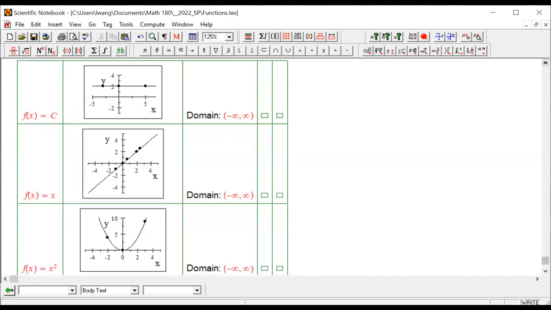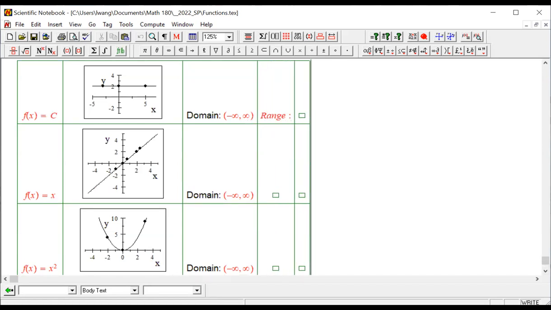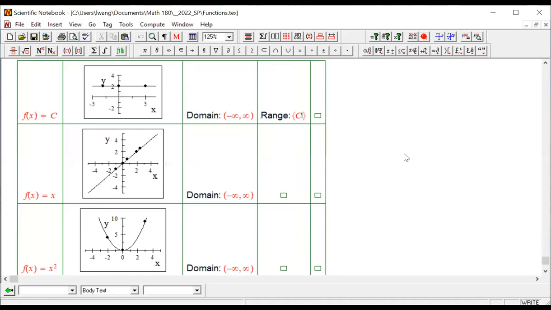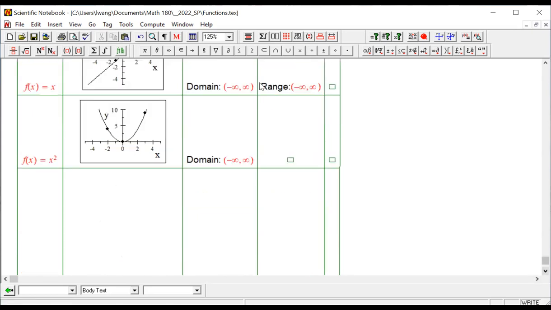Let's look at the range, right? The range for the constant function is just a single number. And that single number is whatever that constant is. And for this one, the range is the same as the domain. So the range is also the same as the domain. Okay, so you see that happens sometimes.